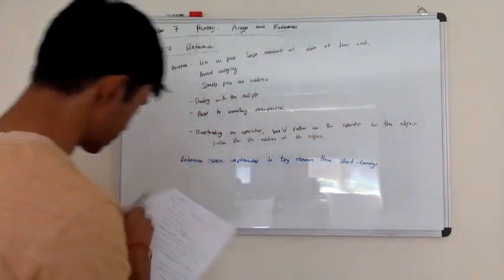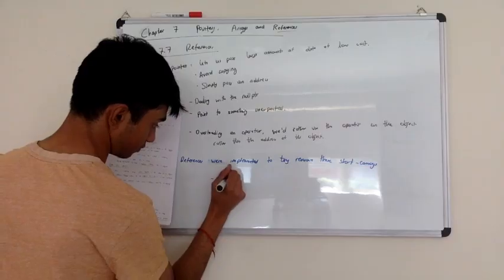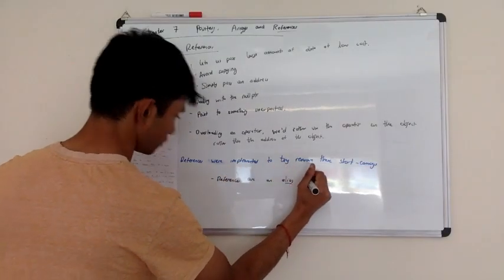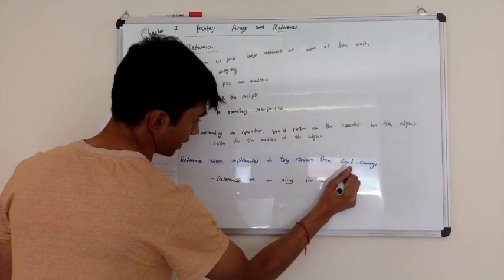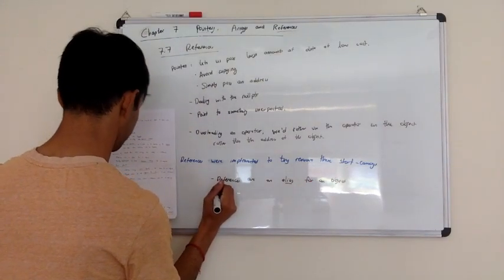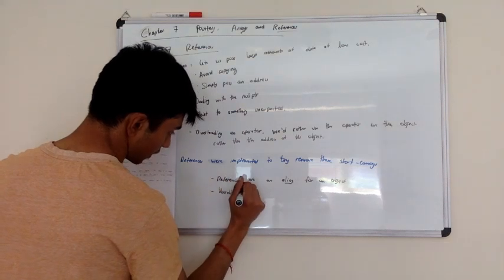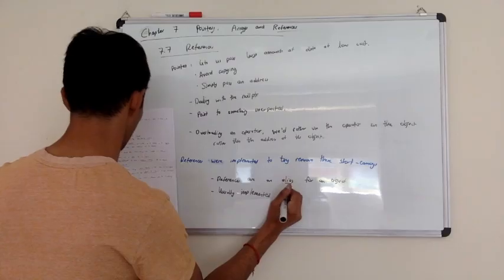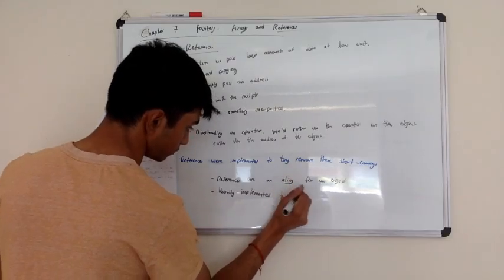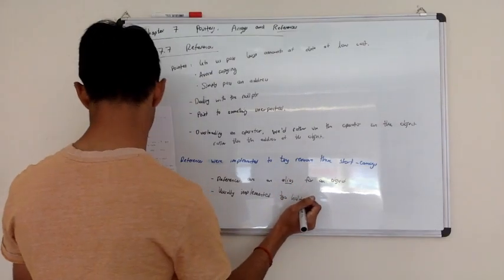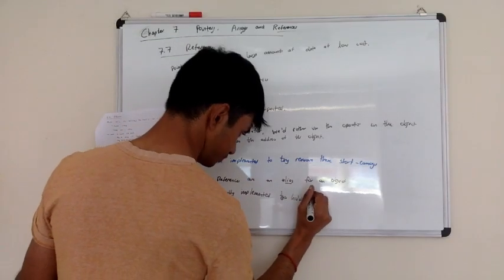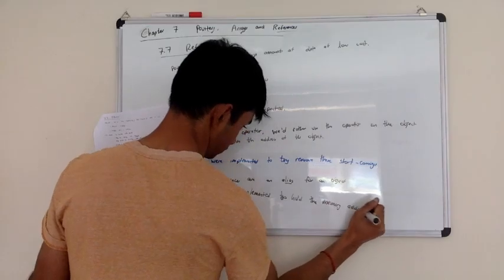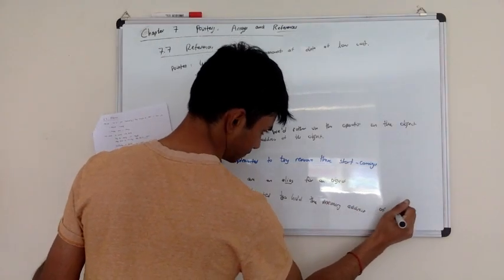References are an alias for an object, another name for an object. And usually, in terms of implementation, references are implemented to hold the memory address of an object.